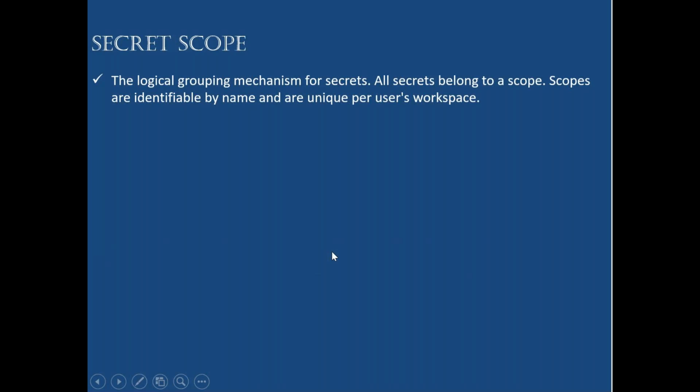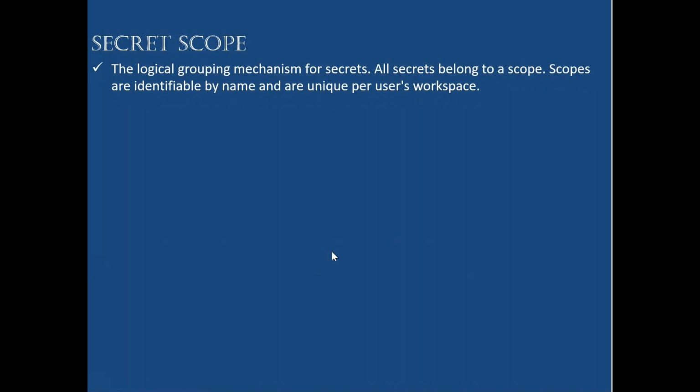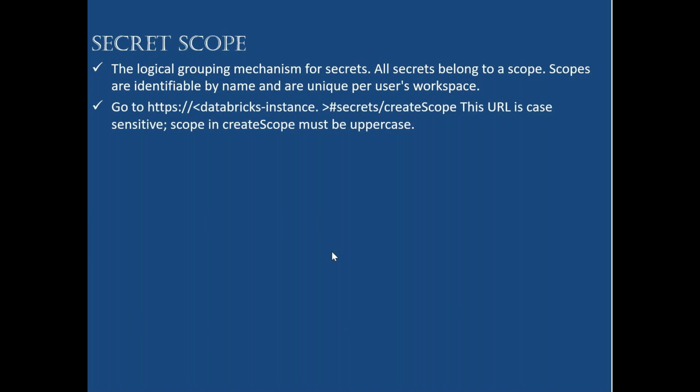Now, secret scope, the logical grouping mechanism for secrets. All secrets belong to a scope. Scopes are identifiable by name and are unique per user's workspace. So in order to connect to the key vault from Databricks, we will create something called a scope. You can use a single scope to access all the secrets. Scope is nothing but a connection. You can use a single connection to read all the secrets.